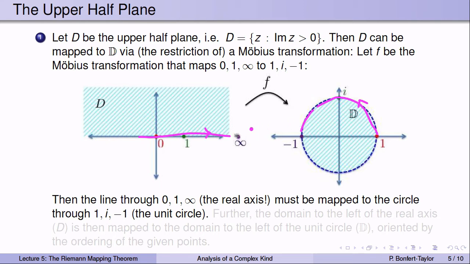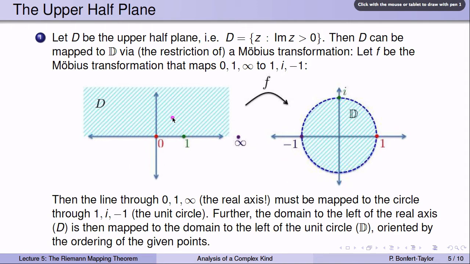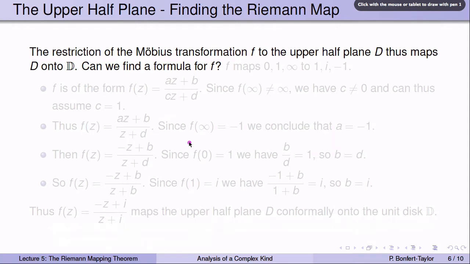Mobius transformations have that property. Therefore, we know that the upper half plane is mapped to the unit disk. And by the way, the lower half plane is mapped to the outside of the unit circle. So therefore, the restriction of the Mobius transformation F maps the upper half plane D to the unit disk. Can we find a formula for F? We sure can. We practiced that last class.